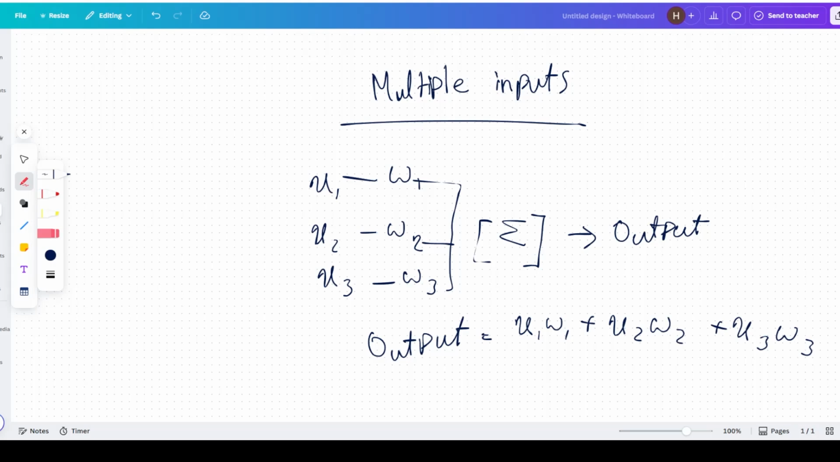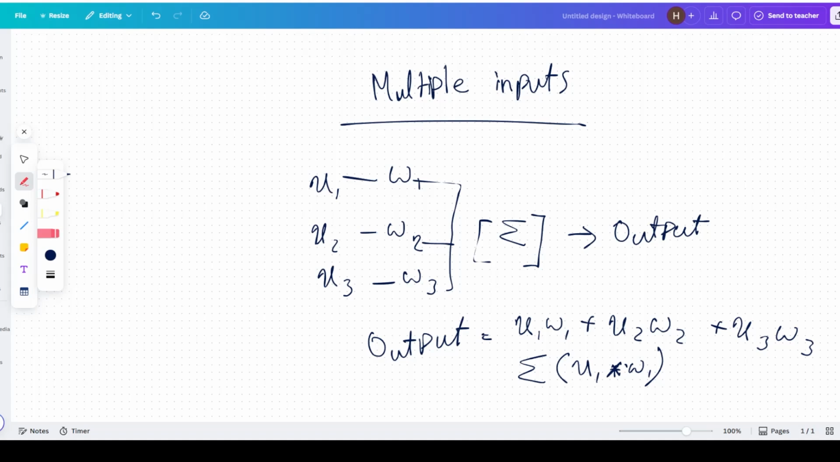Now the output is like the summation again. If I write this as x1 multiplied by w1, and so on, this will be our output, in what is called the summation notation.